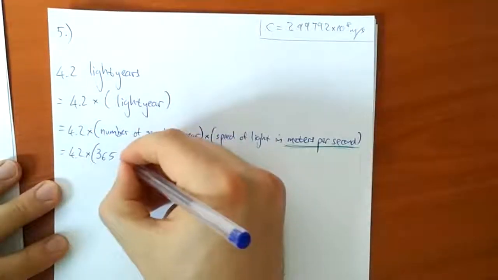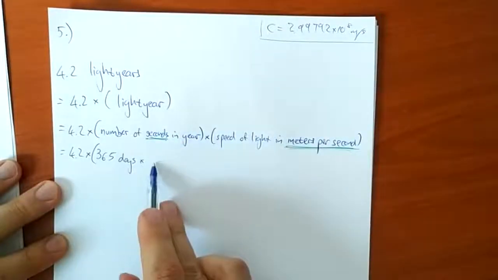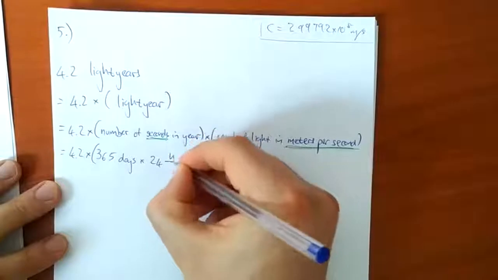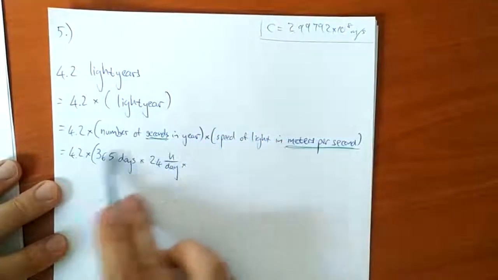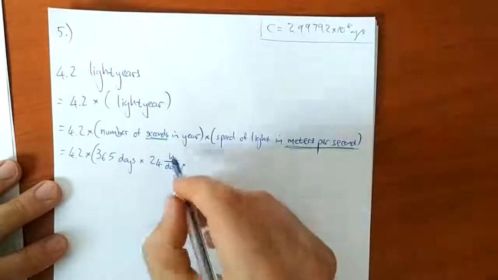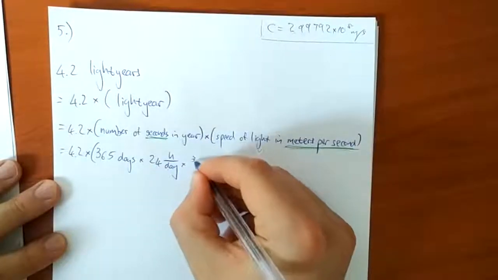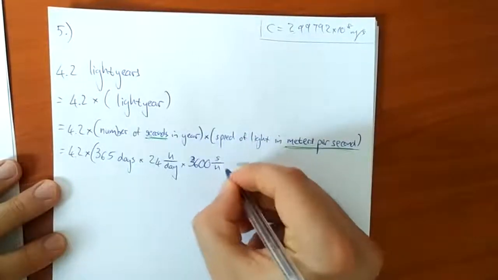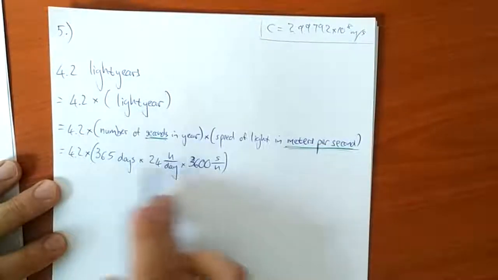365 days. Okay, and how many seconds in a day? Well, let's go to hours first. So there are 24 hours in a day. Okay, now we've got the amount of hours in a year so far, but I'm after seconds, so this value is in hours. I want seconds, so how many seconds are there in an hour? There are 3,600 seconds in an hour. Good. So this whole thing is the amount of seconds in a year. Okay, good.